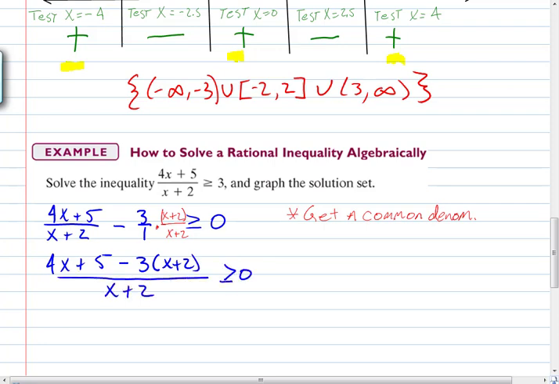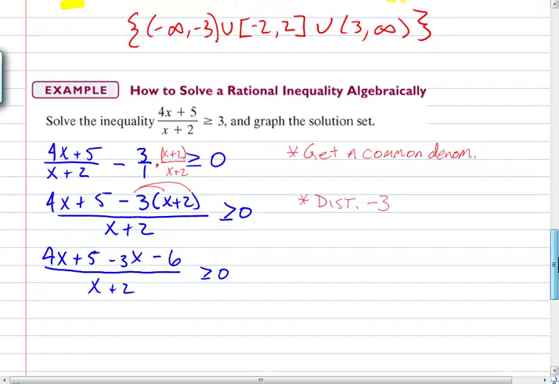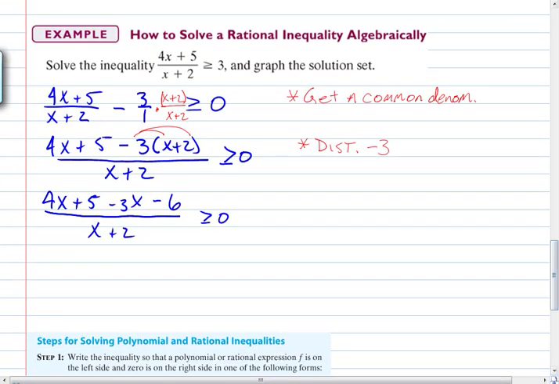Now I need to come along and distribute the -3. So when I do that, I get 4x plus 5 minus 3x minus 6, all over x plus 2. Now what? Simplify by combining like terms. So when I do that, I'm going to get 4x minus 3x is x. 5 minus 6 is minus 1, over x plus 2, and this is greater than or equal to 0. So now I just solve like I did all the other problems.